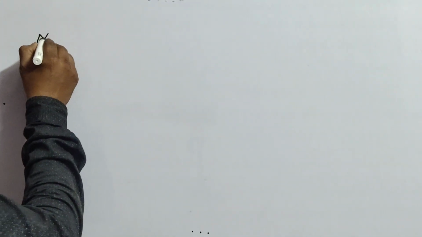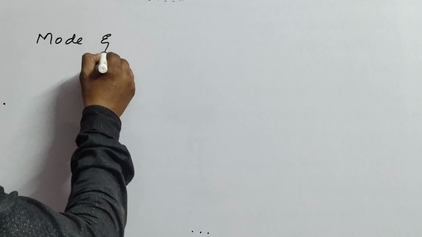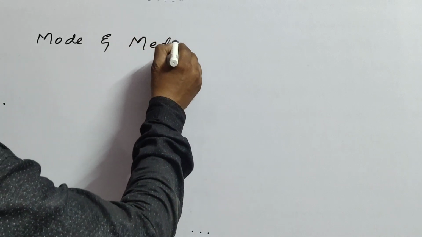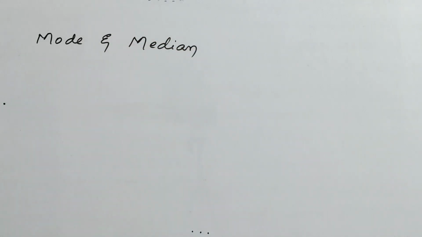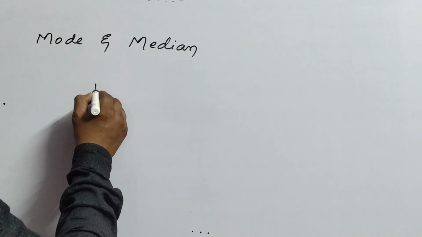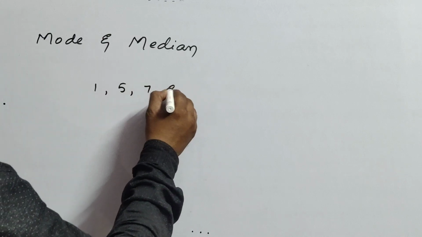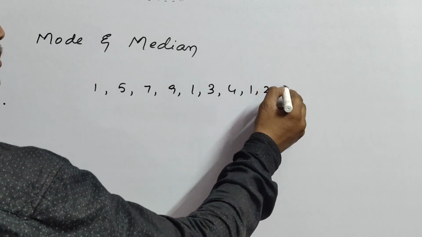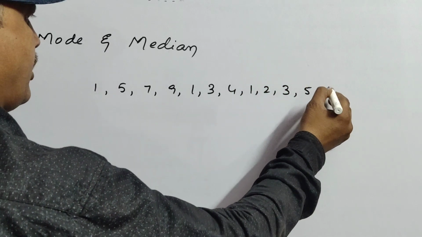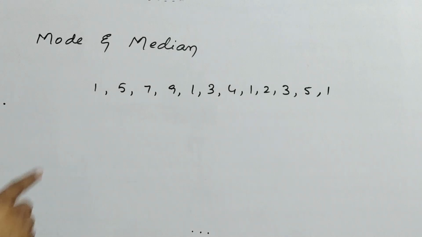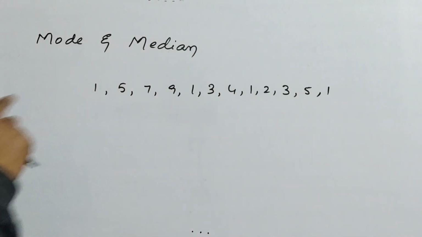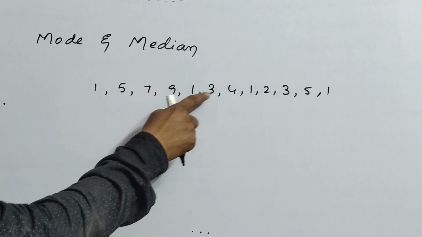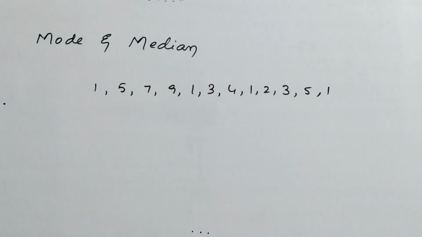So, how to find out mode and median. Very easy, children. For mode, I'll give you one example here. See here: 1 5 7 9 1 3 4 1 2 3 5 1. Okay, I have given the question like this: 1 5 7 9 1 3 4 1 2 3 5 7.